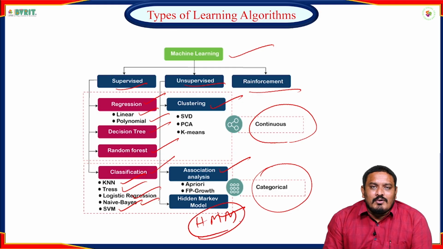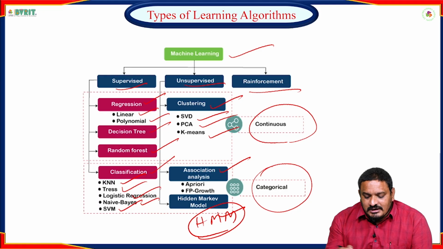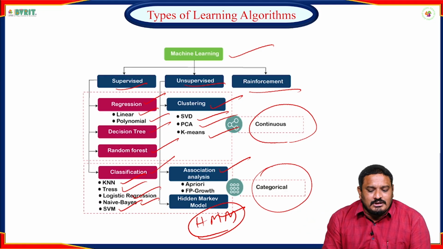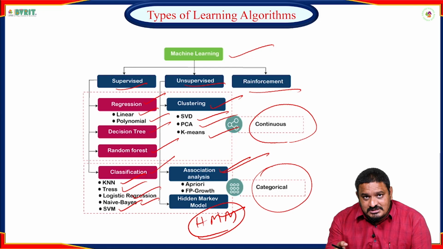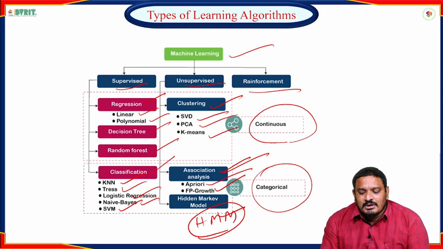Coming to unsupervised learning, we have clustering, association analysis, and hidden Markov models. What are the clustering types? SVD, PCA, K-means clustering. In clustering, not only this, there are a number of types of clustering algorithms, and association rules. What are the association applications? The best association applications are the Apriori algorithm and FP growth algorithm.